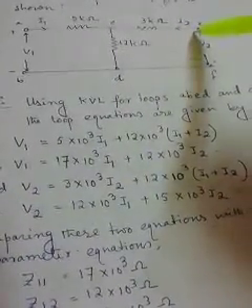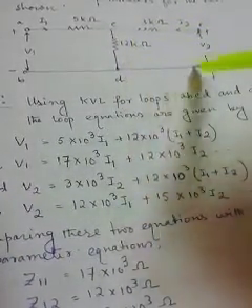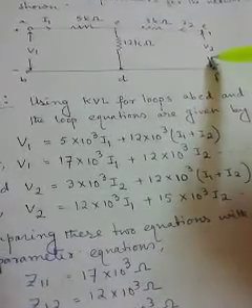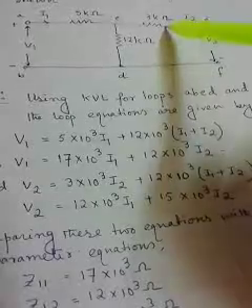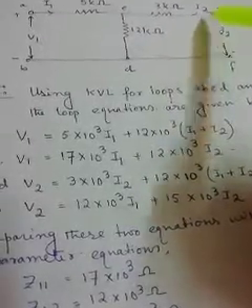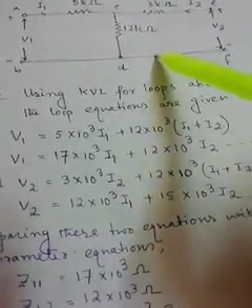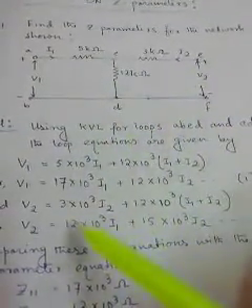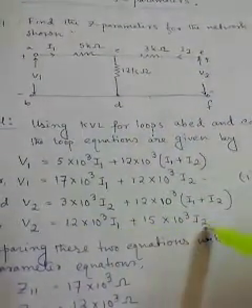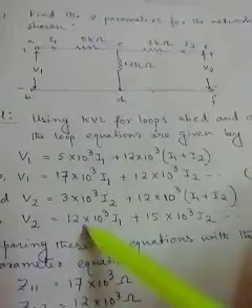Same for the second loop. Here we see that this is the second loop we should consider. So we write V2 equals 3 into 10 to the power 3 into I2 plus 12 into 10 to the power 3 into (I1 plus I2). Again we separate the coefficients of I1 and I2 so that it can be compared with the Z parameter equations.